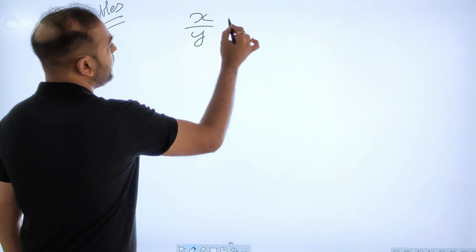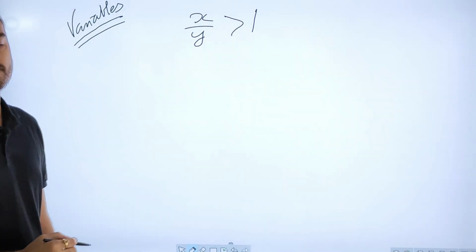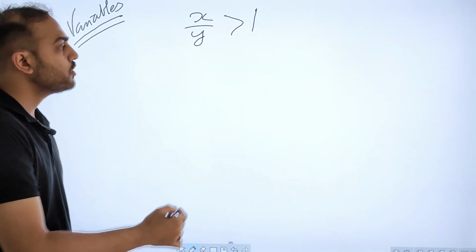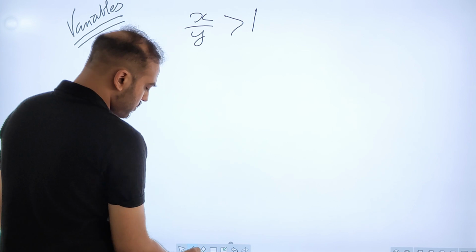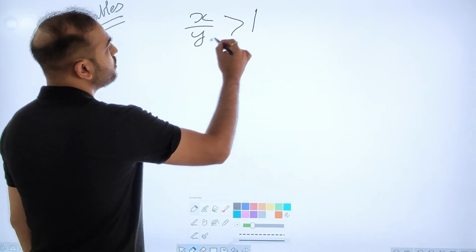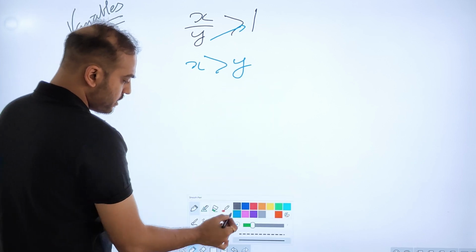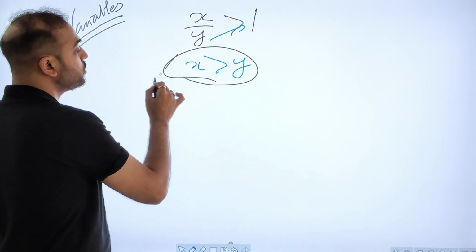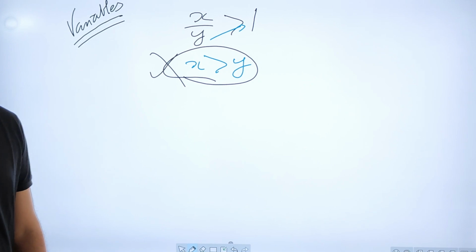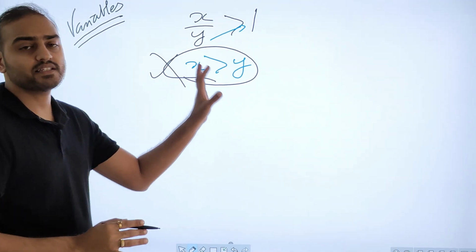Say the question is x by y is greater than 1. Now we are usually tempted to cross multiply this y and write x greater than y. But don't do this. This is wrong.